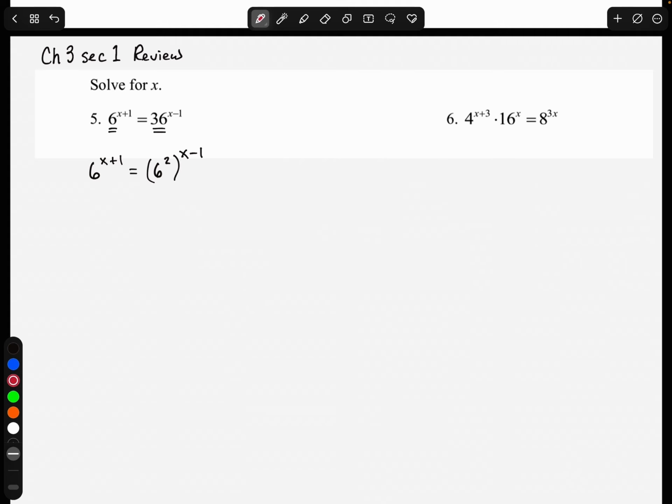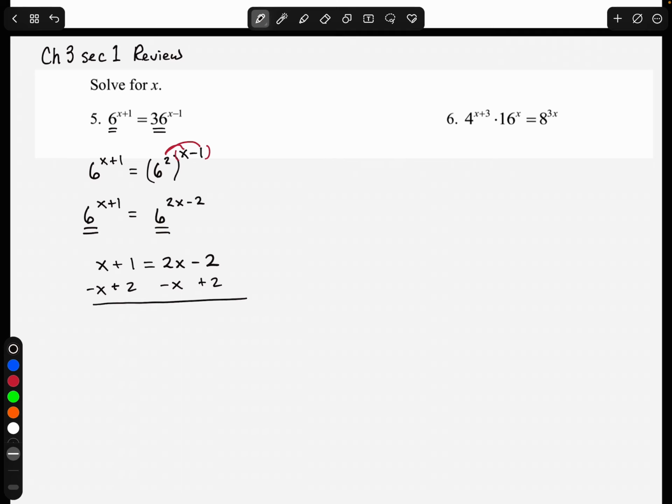Now we need to use our exponent properties. When we raise a power to a power, we need to distribute this through. So we'd have a 6 to the power of 2x minus 2 on the right, still a 6 to the power of x plus 1 on the left. And now that the bases are the same, we just need to have equal exponents for this equation to be true. So we'll set those exponents equal and solve it. In the end, we get 3 is equal to x. So we solved to figure out, we got our answer is 3.